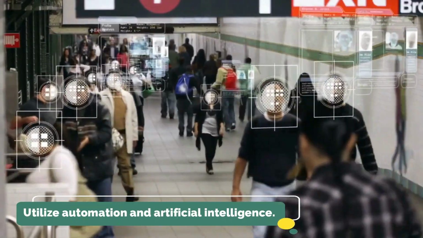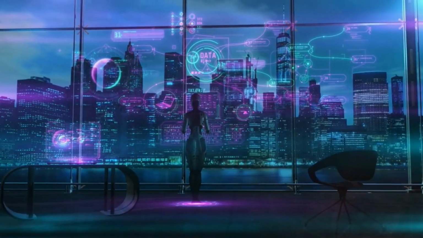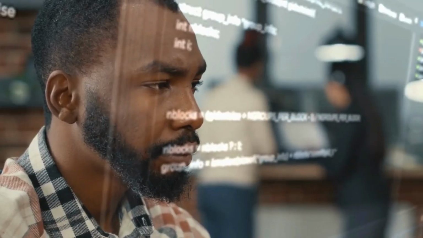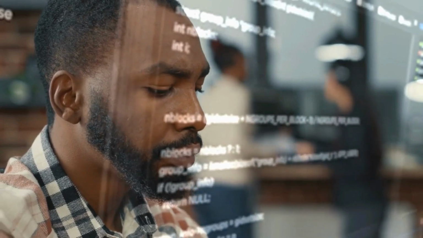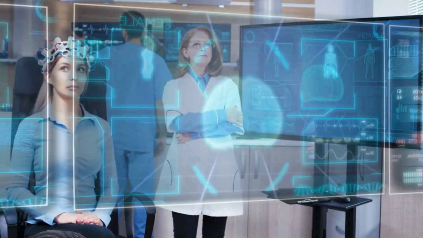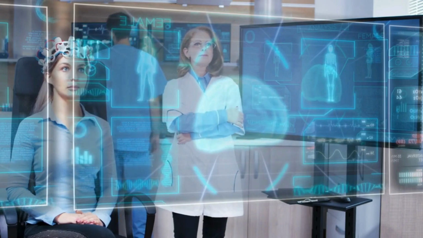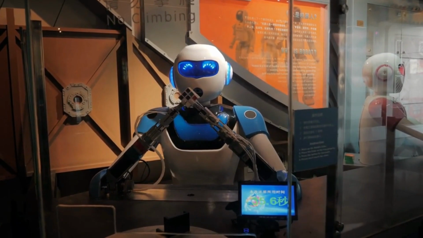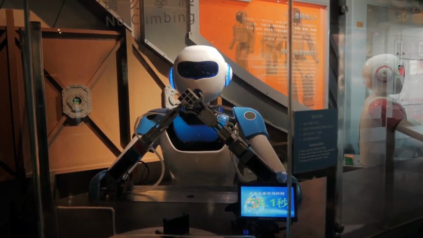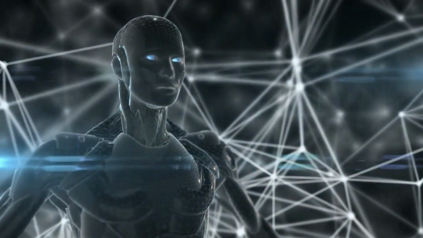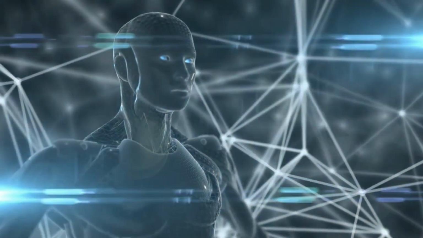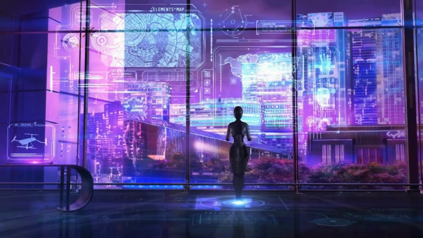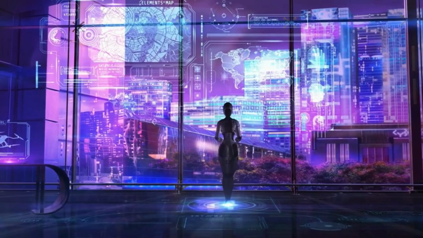Utilize automation and artificial intelligence. Digital entrepreneurs may gain a lot from automation and artificial intelligence (AI) technologies. By giving prompt answers to questions and guiding customers through the purchasing process, chatbots powered by AI can improve customer service. By streamlining repetitive procedures like order fulfillment, inventory management, and email marketing, automation tools can free up time for strategic activities. To increase productivity, improve client experiences, and gain a competitive edge, embrace AI and automation.